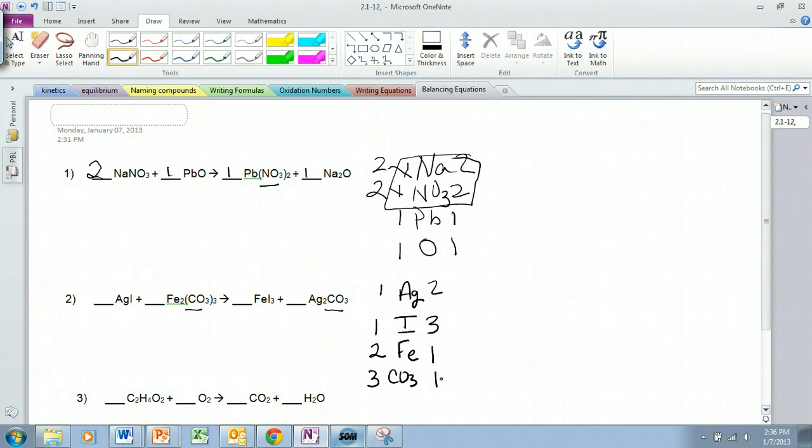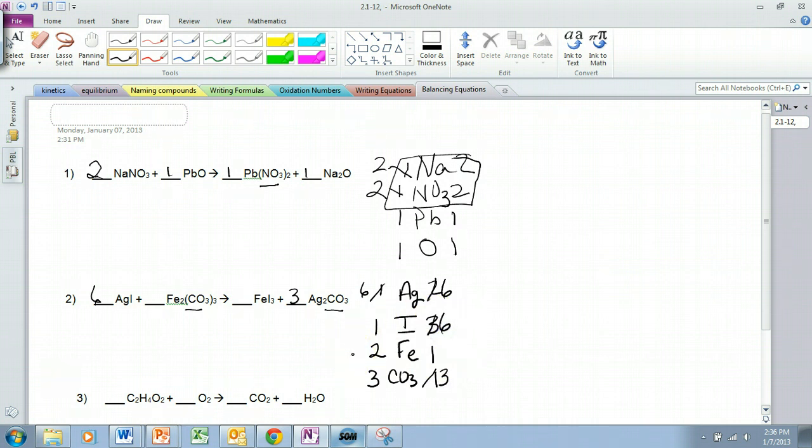So, it doesn't matter which ones I decide to do first. Let's go ahead and take care of silver. So if I put a 2 here, I need 3 of those. And since those are together, I'm probably going to have to go to 6 silvers. So I'll put a 6 here, and I'll put a 3 here. And so that makes that one 6 and that one 6. That also changed carbonate on this side to 3, and that changed iodine to 6.